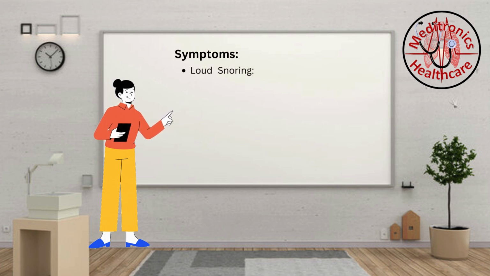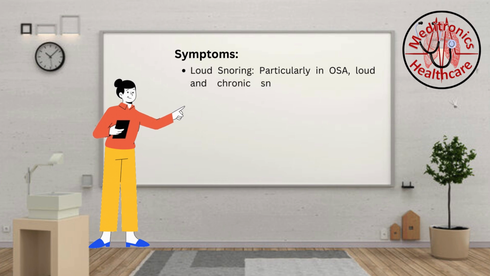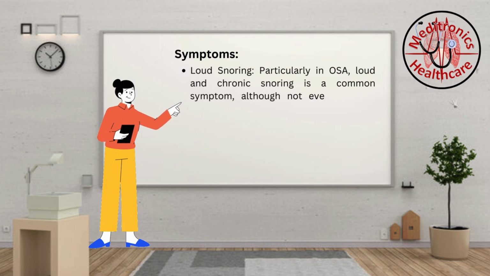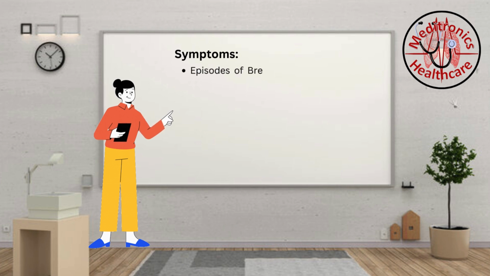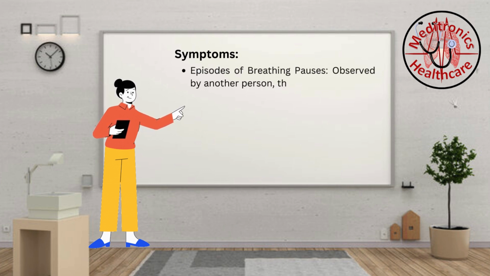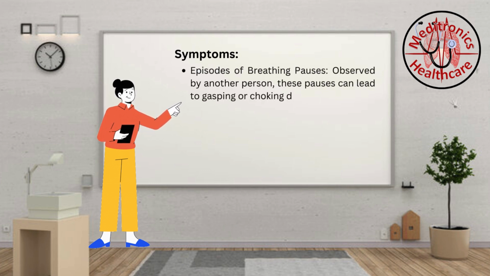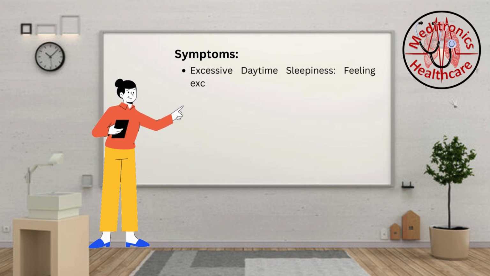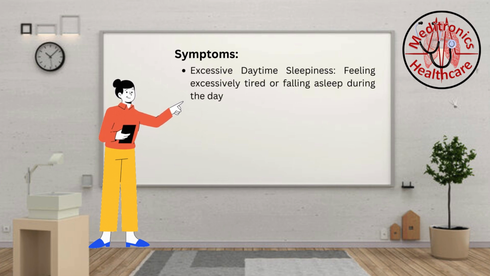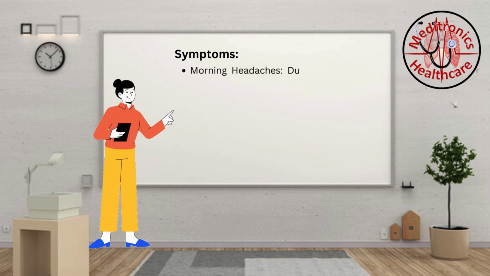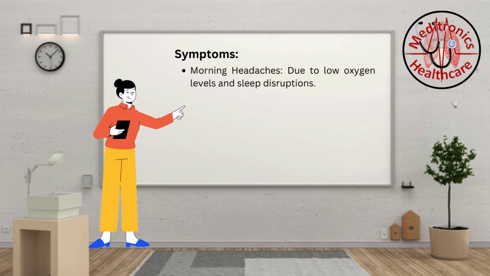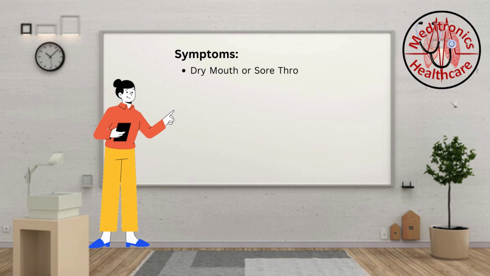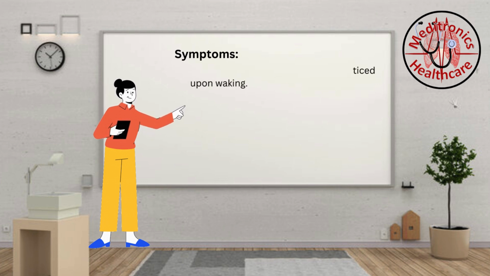Symptoms. Loud snoring. Particularly in OSA, loud and chronic snoring is a common symptom, although not everyone who snores has sleep apnea. Episodes of breathing pauses. Observed by another person, these pauses can lead to gasping or choking during sleep. Excessive daytime sleepiness. Feeling excessively tired or falling asleep during the day, even after a full night's sleep. Morning headaches. Due to low oxygen levels and sleep disruptions. Dry mouth or sore throat, often noticed upon waking.